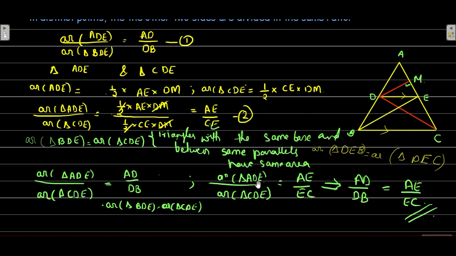Whereas, just now we have calculated that area of triangle ADE by area of triangle CDE is AE by EC. Just observe this, area of ADE by CDE, the LHS of both is the same. So, we can say that both RHS are equal, that is AD by DB is equal to AE by EC. This is the required thing that was to be proved. So, when DE is parallel to BC, we can say that AD by DB is equal to AE by EC. This is the basic proportionality theorem.